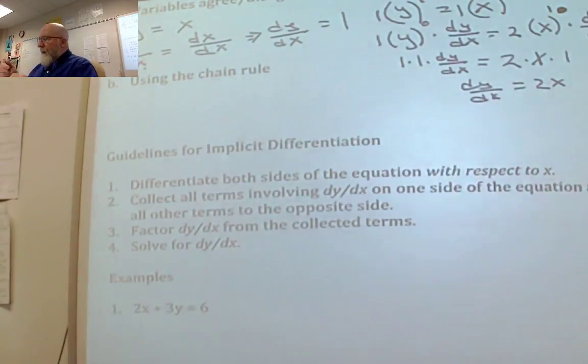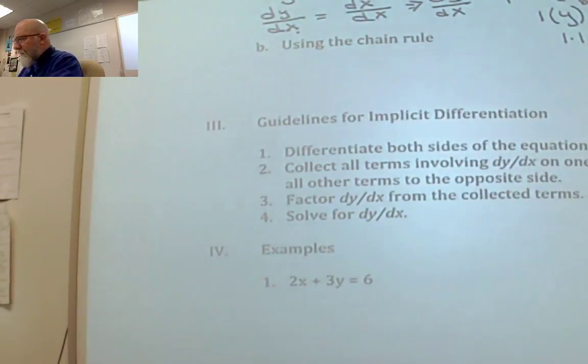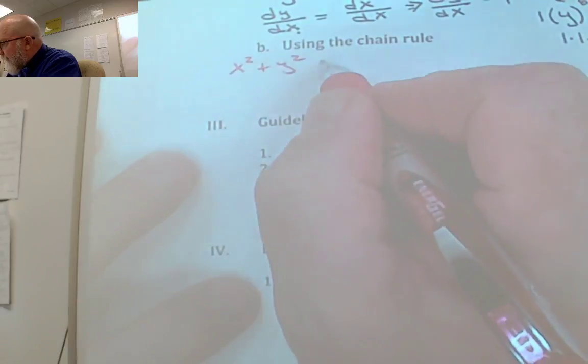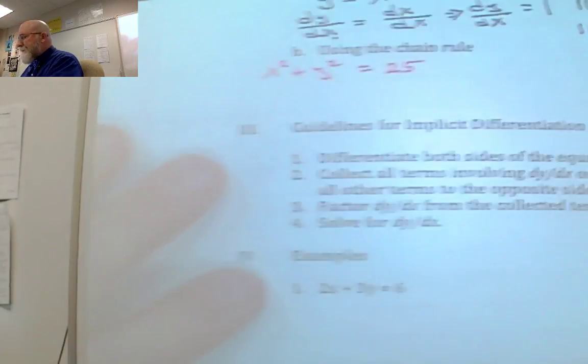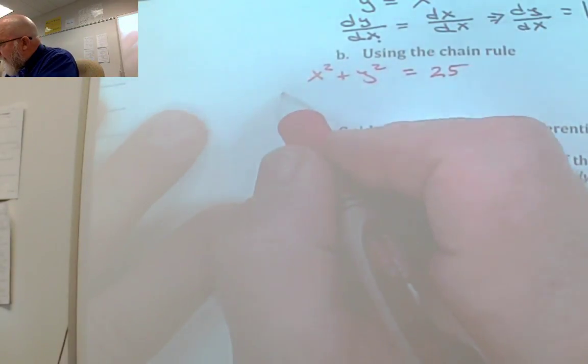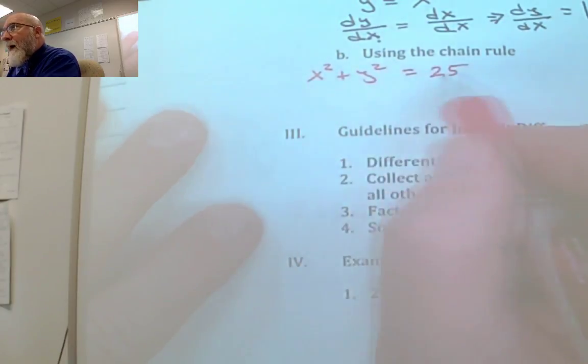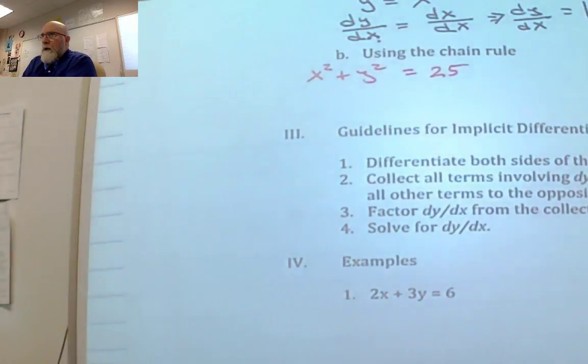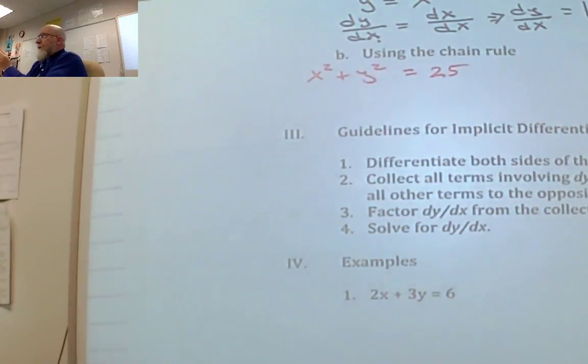So the example I'm going to bring up is this one right here, x squared plus y squared equals 25. I'm going to take the derivative. I'm not going to get y by itself. When I take the derivative, where x and y are working together to find a value, where one is not separate from the other, that is called implicit differentiation.